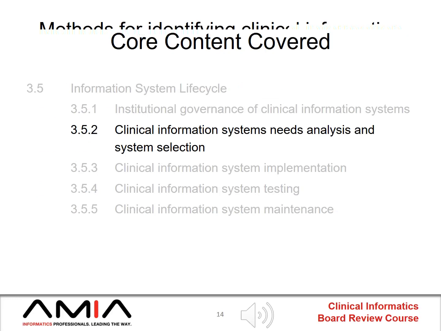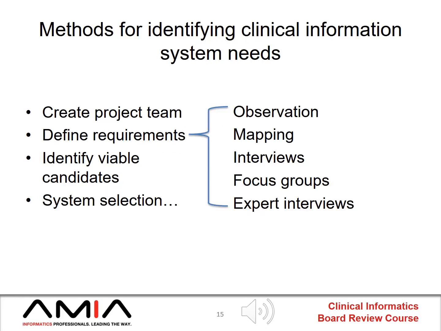So next we'll move on to the second bullet point, which is Clinical Information Systems Needs Analysis and System Selection. Here's an overview of the methods used for identifying clinical information system needs. To do this, of course, you need a project team, which you might need to create. You have to define requirements, you have to identify viable candidates, and you have to select a system. Defining requirements can be achieved in many ways, including those listed: observing, mapping, interviews, focus groups, expert interviews. It's not likely that any one individual fully understands all the requirements, and so some technique, some structure to gather these requirements is very worthwhile.